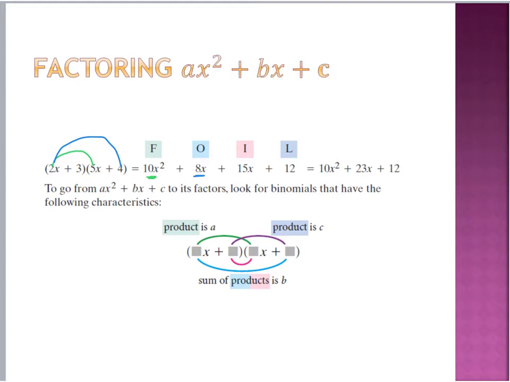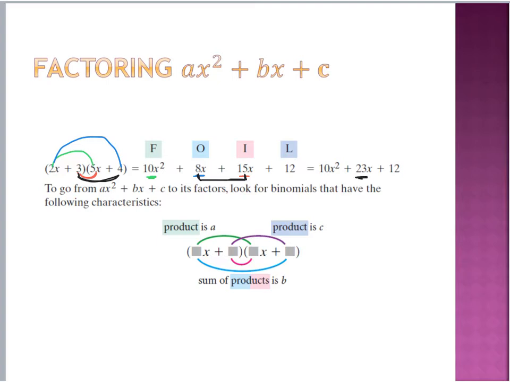Then to get our 15x, we took the two inside terms. And then what we did is, to get that last term there of the 12, we took the 3 and the 4, or the last two terms in each binomial, and multiplied those together. Then, if you recall, we added our two like terms that were in the middle to come up with this 23x.